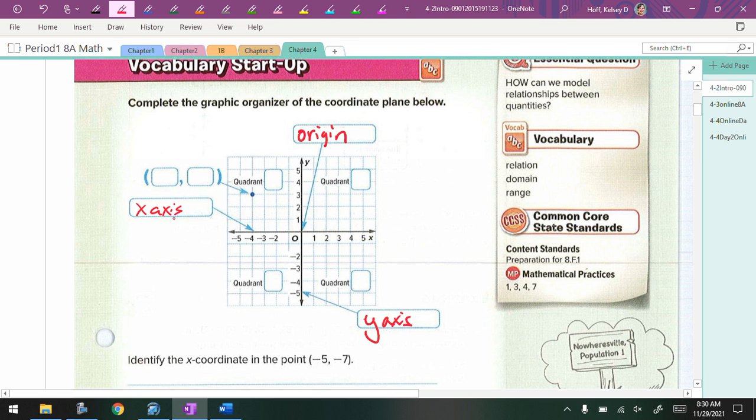On your own, write down the coordinates of that point. Don't say it out loud. I want you to fill in this ordered pair right here, reminding yourself x comma y. What is the location of that point?